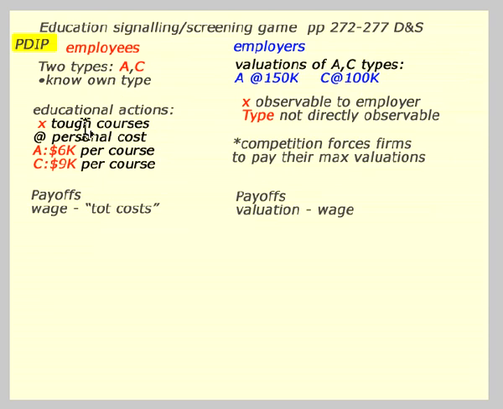Okay, what can the employees do? Well, the employees can take some education. I put down here X as the number of tough courses. And you know yourself, like in the university, there's kind of soft courses and there's tough courses. I mean, you know that there are some soft courses, and you know there's some really tough courses. So here we're going to look at the choices that the employees can make of some tough courses.